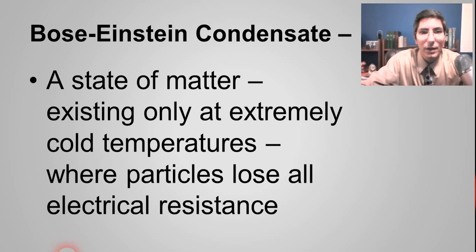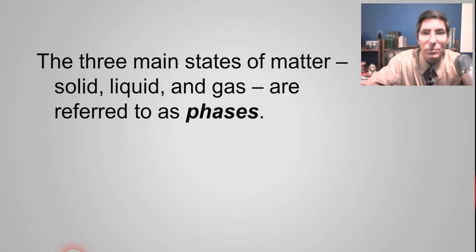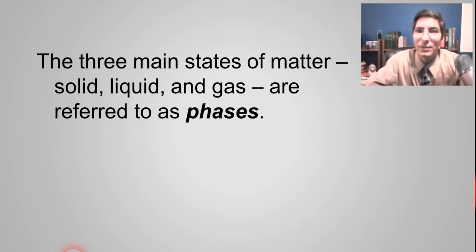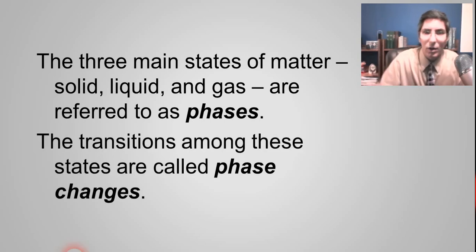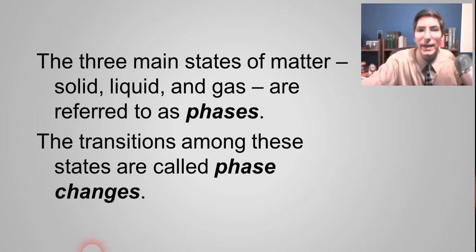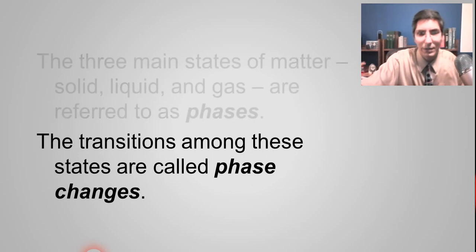Now, when we talk about states of matter, usually we like to focus on solid, liquid, and gas. In a first-year chemistry course, you're probably not going to spend too much time learning about plasmas and Bose-Einstein condensates. It's nice to know that they exist, but we're going to focus on the main three, on those big three. We call those phases. And when one of those phases turns into another, that's called a phase change. So the remainder of this video is going to be about the phase changes. So let's take a look at those.